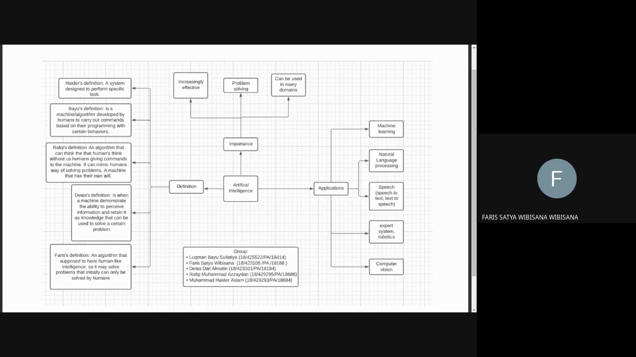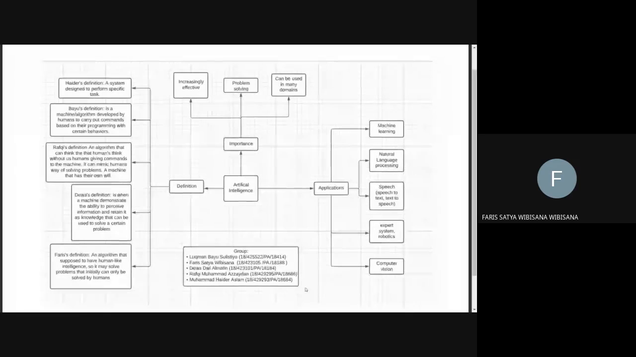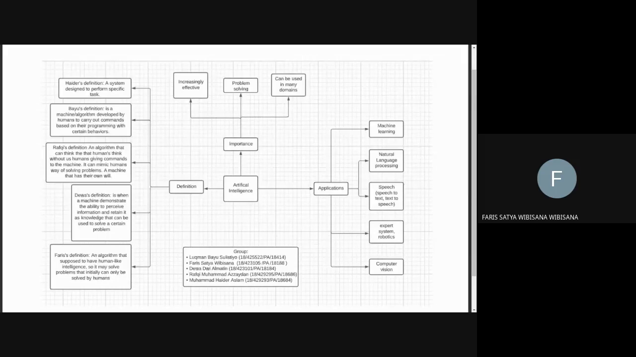According to Haider, an AI is a system designed to perform specific tasks. According to Bayu, an AI is a machine or algorithm developed by humans to carry out commands based on their programming with certain behaviors. According to Rafki, an AI is an algorithm that can think the way a human thinks without us humans giving commands to the machine. It can mimic humans' way of solving problems. A machine that has its own will.